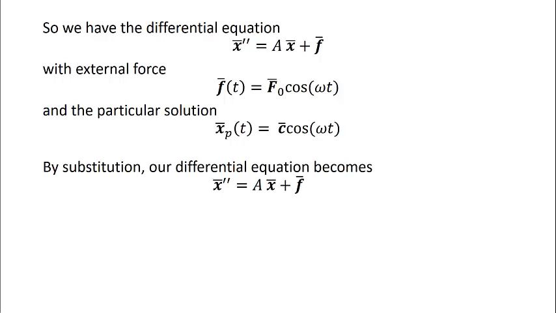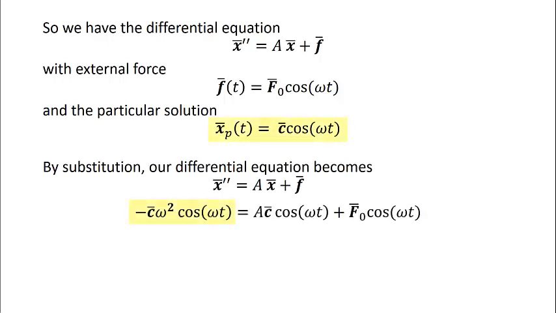So our differential equation becomes x double prime, which will be minus c omega squared times cosine of omega t, equals A times x, which is c cosine of omega t, plus our force F that we're assuming to be capital F naught cosine of omega t.